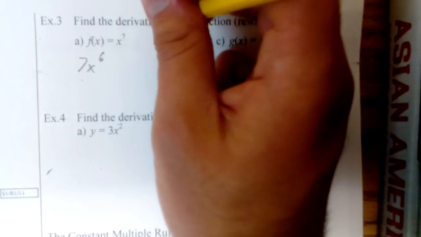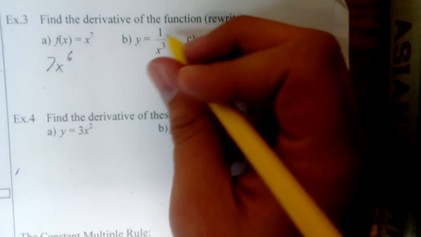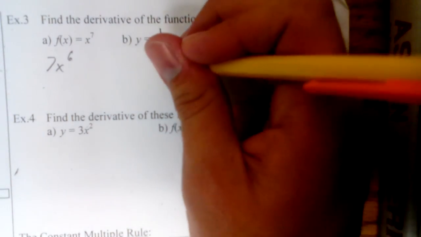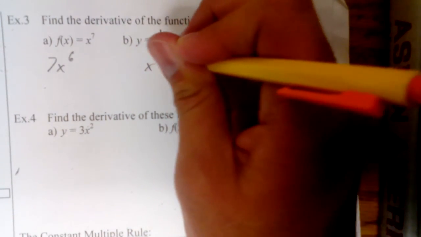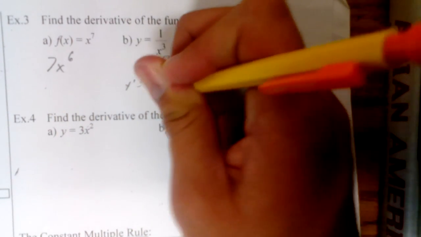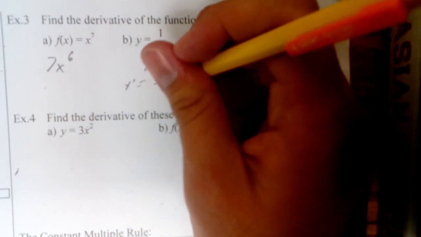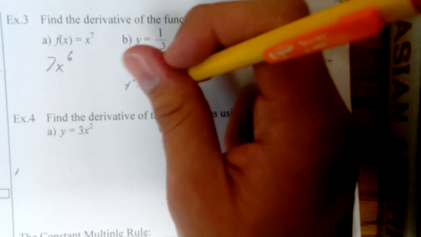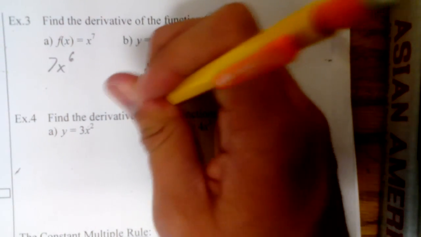To find the derivative of x to the 7th, you just bring down the 7, x to the 6th. And for y equals 1 over x cubed, you change this to x to the negative 3rd, and y prime equals negative 3x to the negative 4th. And you can rewrite it as negative 3 over x to the 4th.